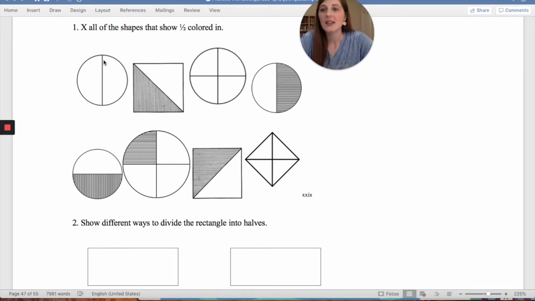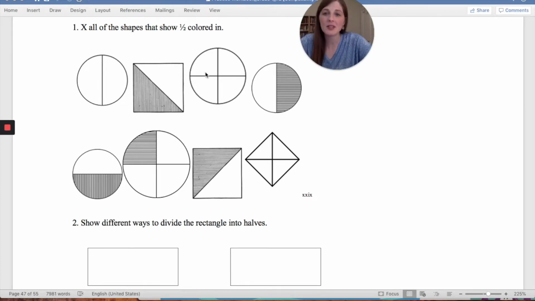All right. This shape, does it have 2 parts? It does, but is 1/2 colored in? Nope. Good job. Okay. Ooh, now we haven't done a square yet, but can you tell if it's in 2 equal parts? Is 1/2 colored in? Good job, boys and girls.